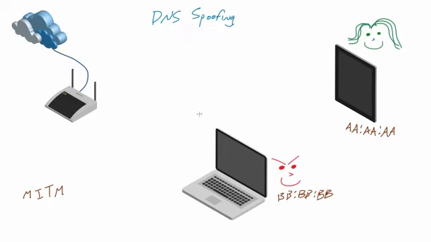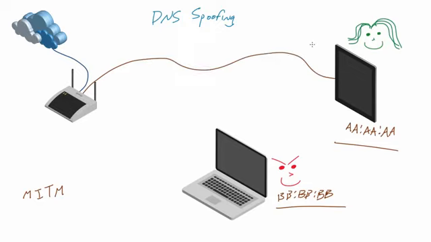Whenever these devices first join a network, this router and all of these devices start learning which MAC address correlates to which IP address. So we'll give this the IP address of 1.1.1.1, and we'll give this the IP address of 2.2.2.2. ARP spoofing is pretty much messing with this correlation.